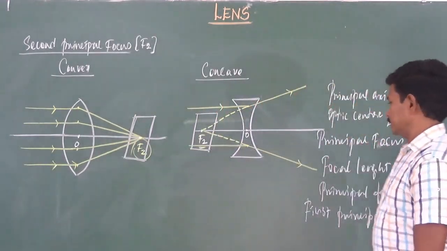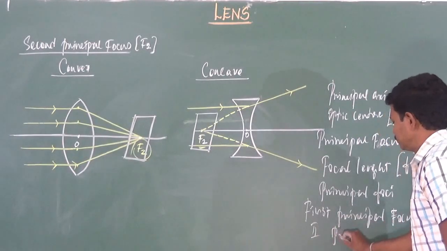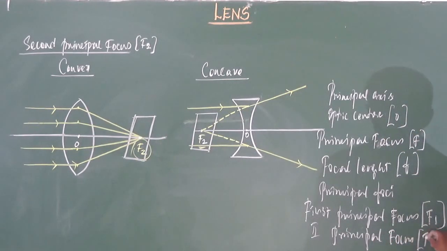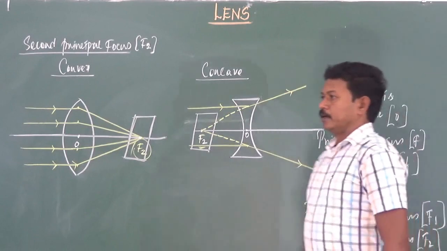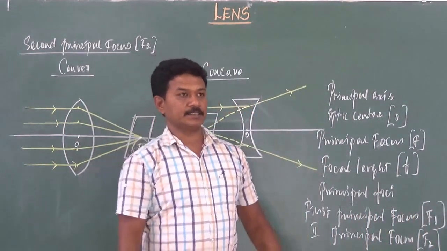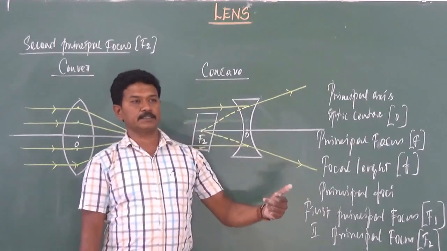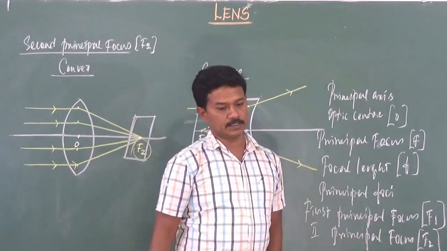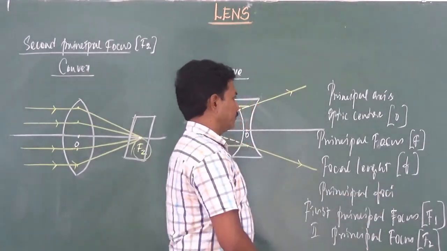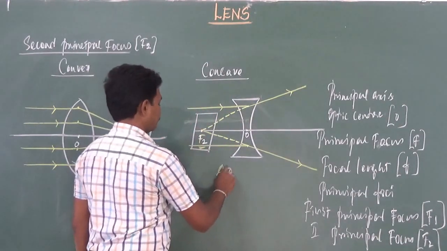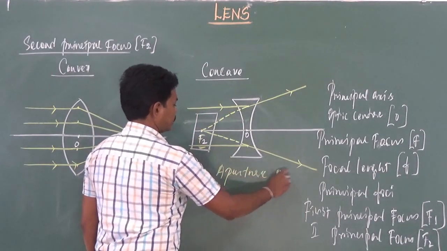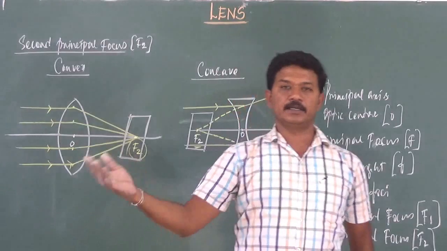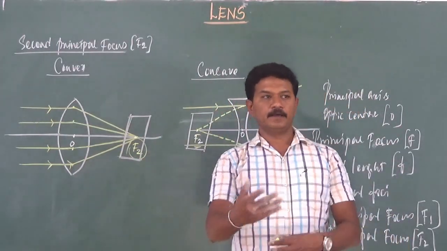Next, the second one is the second principal focus, that is F2. It is a point on the principal axis where light rays travelling parallel to the principal axis, after refraction, meet at a point on the principal axis. That is called the second principal focus. The last one is the aperture of lens. Aperture is the surface of the lens where the incident light can fall on the lens.